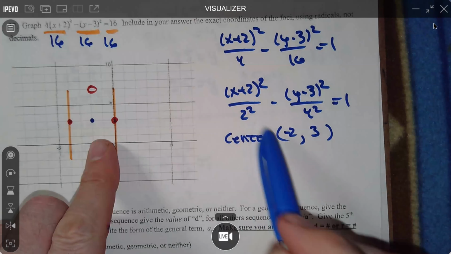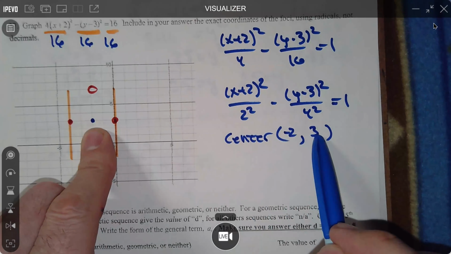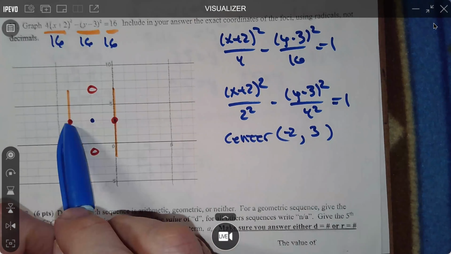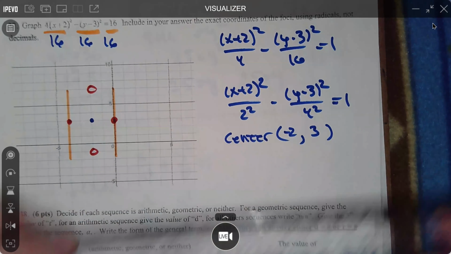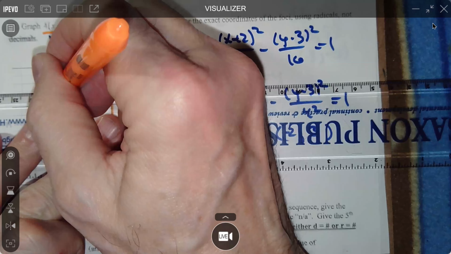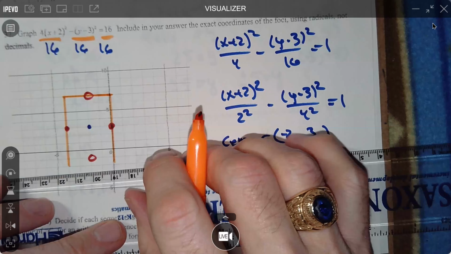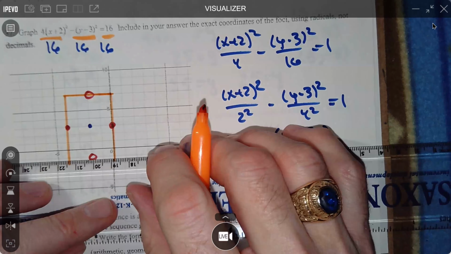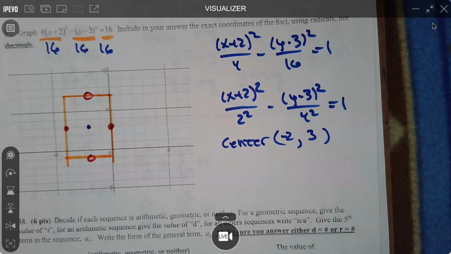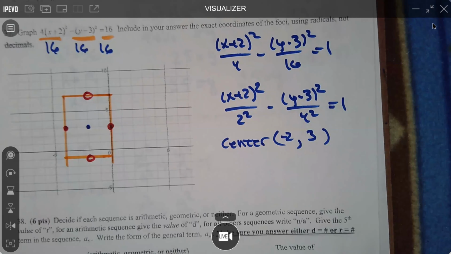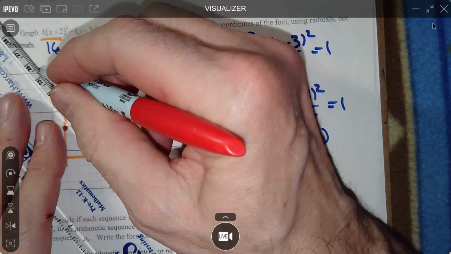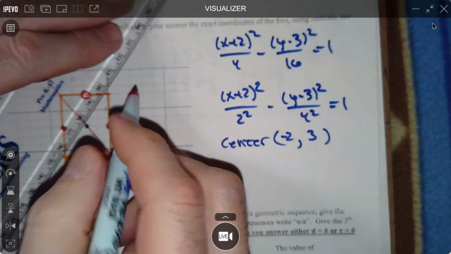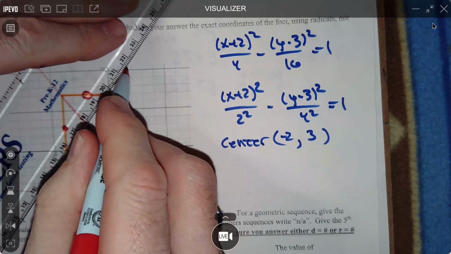Start out with the center, -2 and 3. Go to the right 2, to the left 2, put some points there, and go up 4 and down 4, and put some points there as well. Let's play connect the dots through these points. I give a couple points for drawing this box correctly, and then the diagonals of the box should go directly through the center. Here and here. Like that.